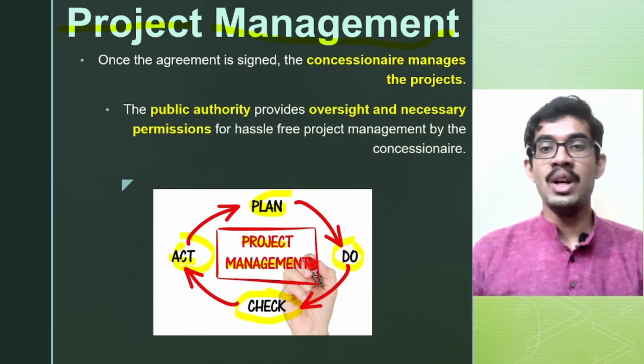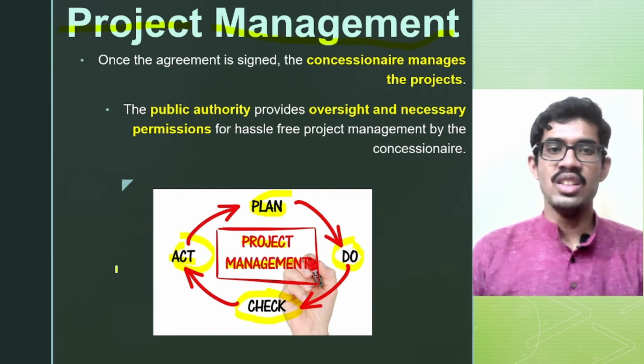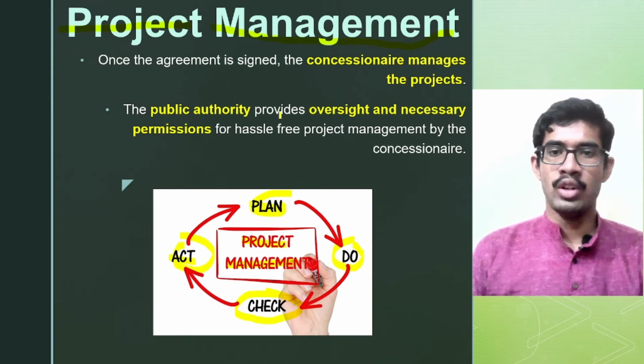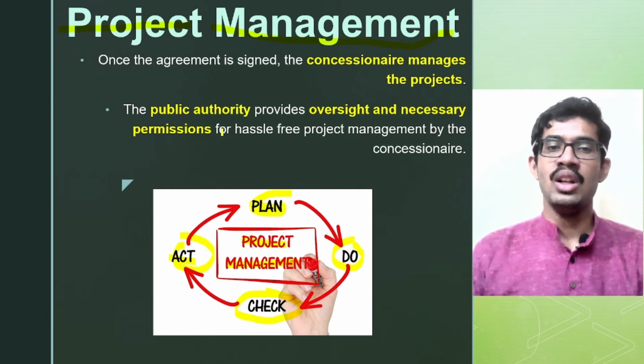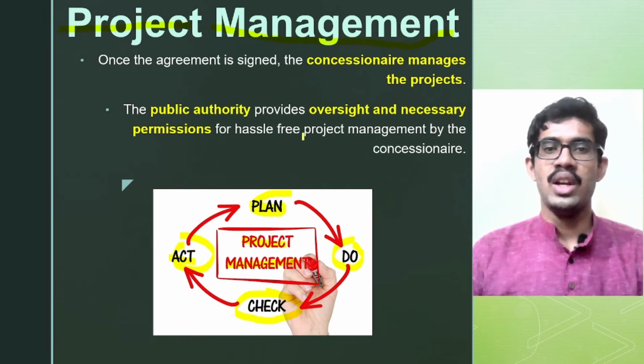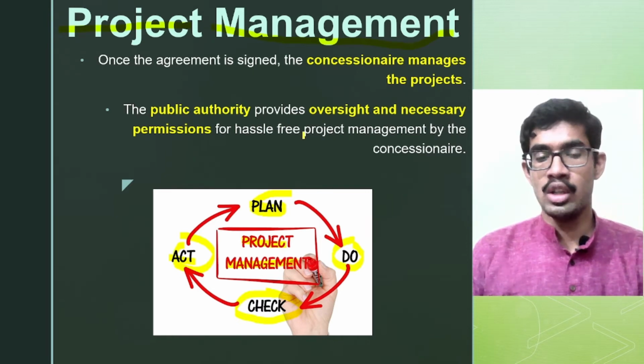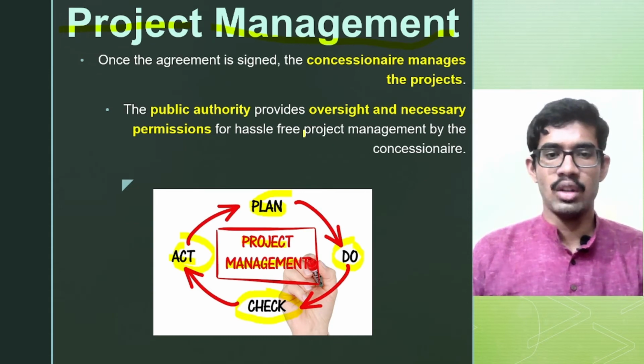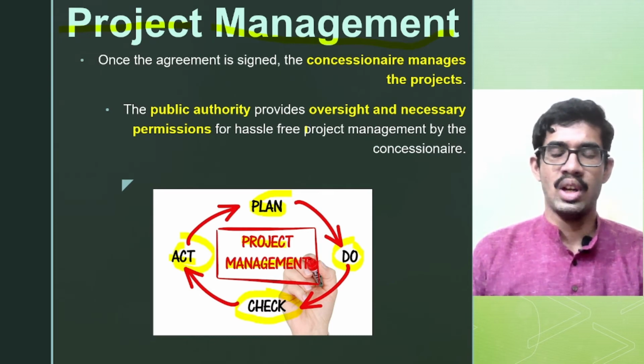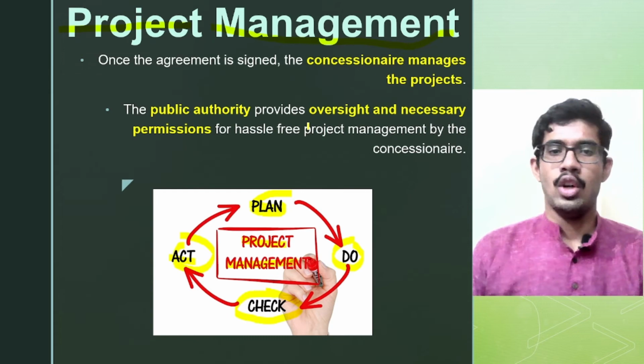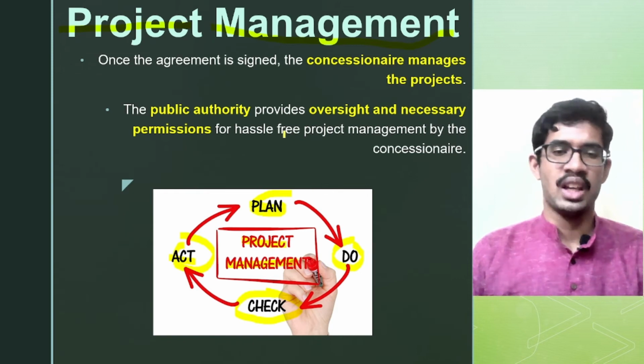So when the private party or the concessionaire manages the project, what does the public authority do? They provide oversight and necessary permissions. For example, a private player needs 2 acres of land somewhere nearby the metro construction in order to store the materials and do all kinds of activities there, labor training, safety training, etc., and the camps for laborers, the camps for engineers who are handling the project, that is the site engineers, the project managers, etc. Then the private player will ask the government that I need this much amount of space or the necessary permission to set up the camp over there.